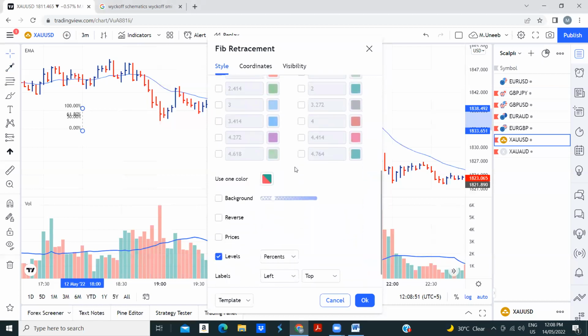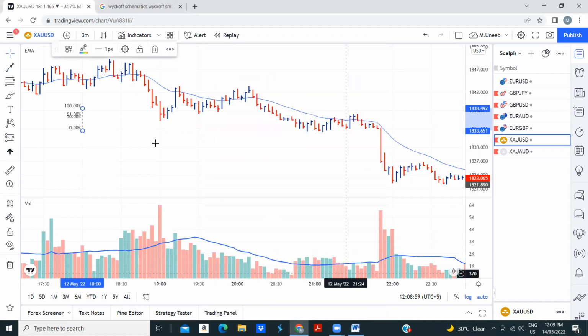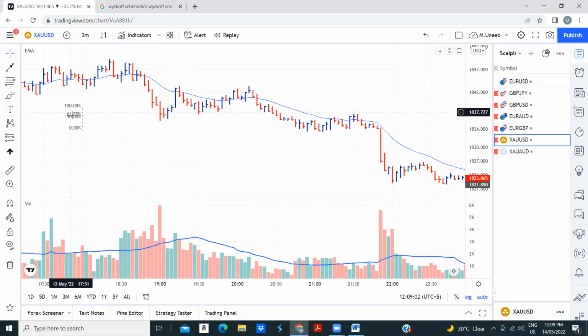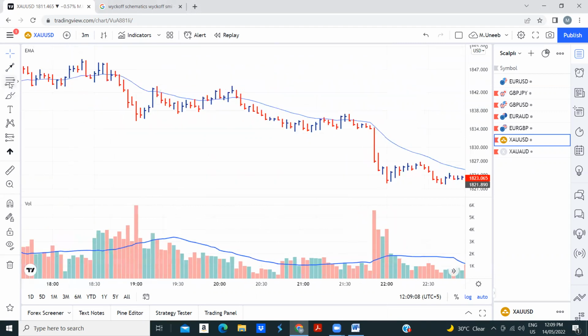And then you will use levels here in percentage, not values, percentage. Got it? And then you click on OK. Now your Fibonacci is ready. Now Fibonacci tells you the position to buy in a trend. Got it? It shows how far the price will be retraced.